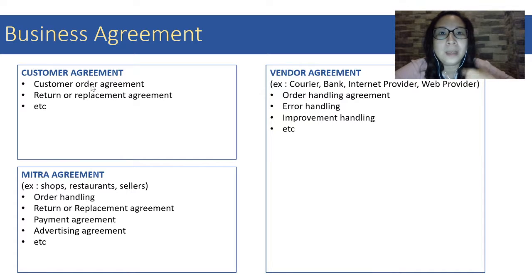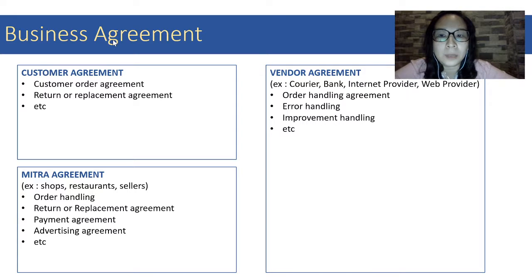So how many days will GoFood take to pay the restaurant, and what about if there is a complaint from the customer, for example the food is not nice, or maybe there's poison, who will be responsible and how will they be responsible.